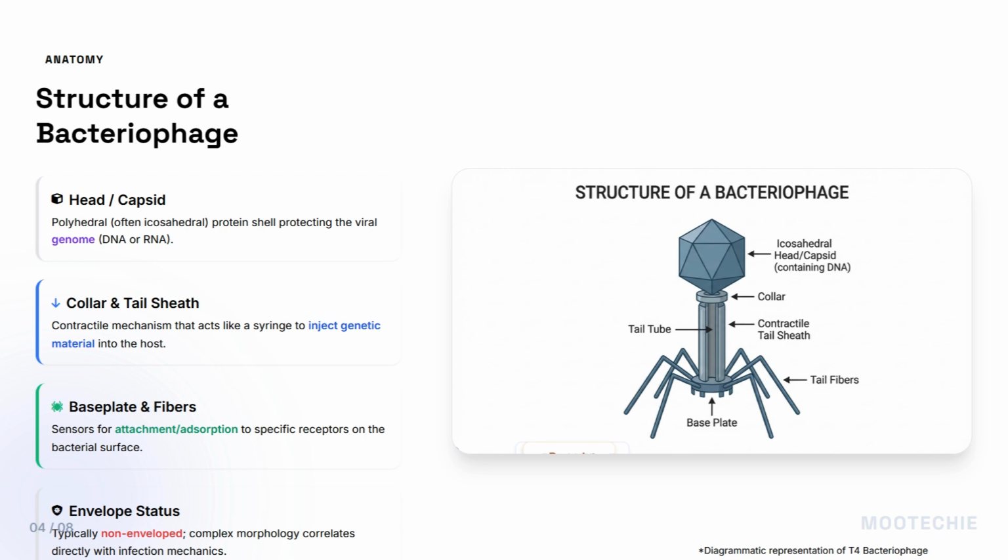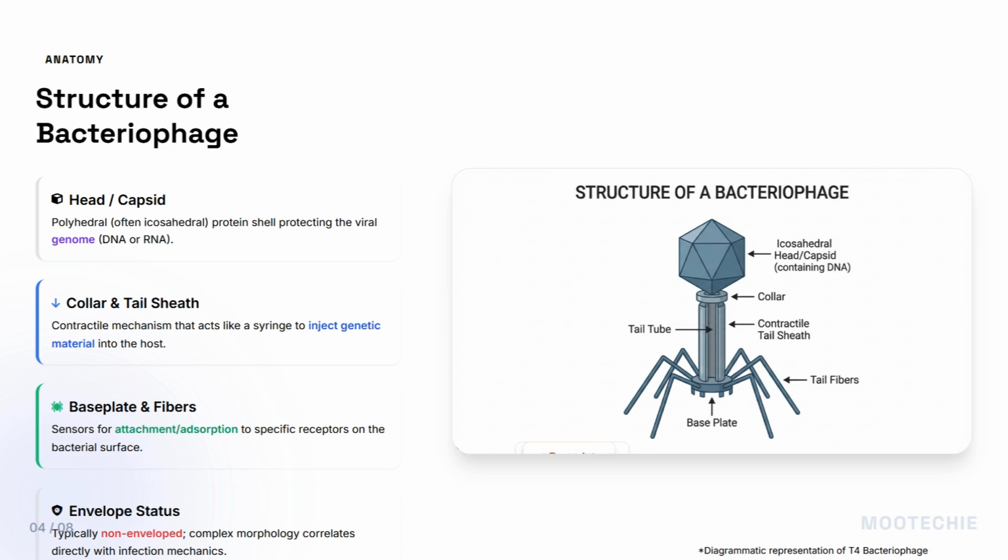At the very bottom, we find the base plate and tail fibers. These are the sensory and attachment apparatus. The fibers are like landing legs that scan for and adsorb or bind to specific receptors on the bacterial surface, ensuring the phage docks correctly. Regarding their envelope status, most bacteriophages are non-enveloped, meaning they don't have a lipid membrane stolen from a previous host. Their complex morphology is directly tied to their infection mechanics. Every part has a job in the invasion process.